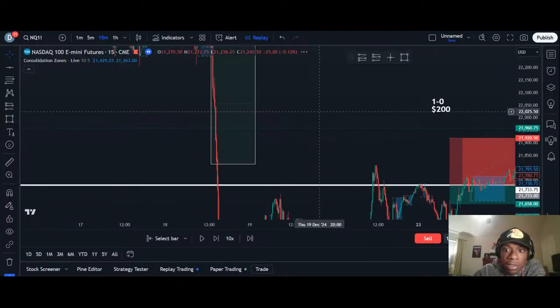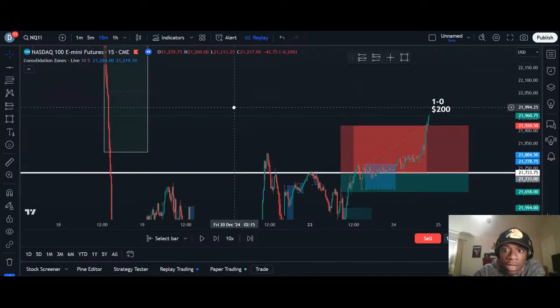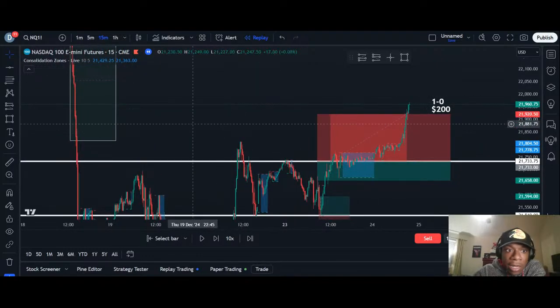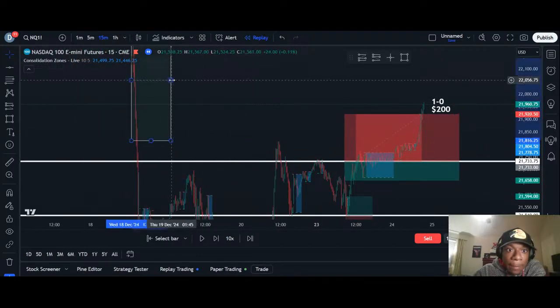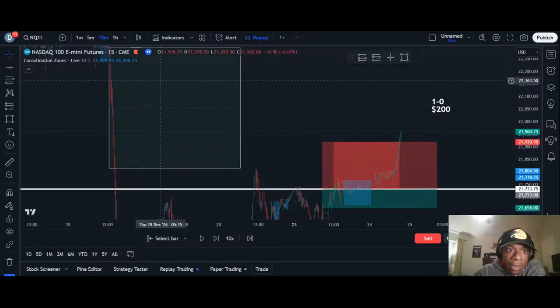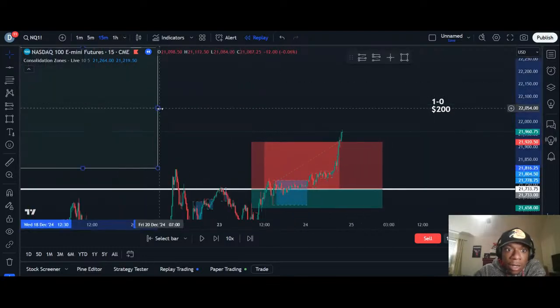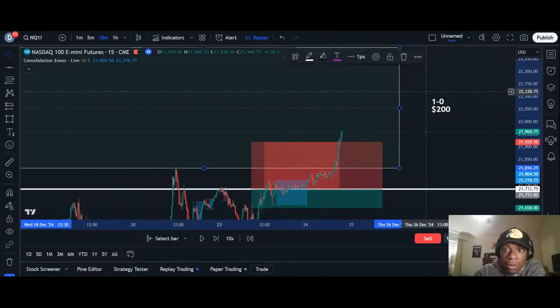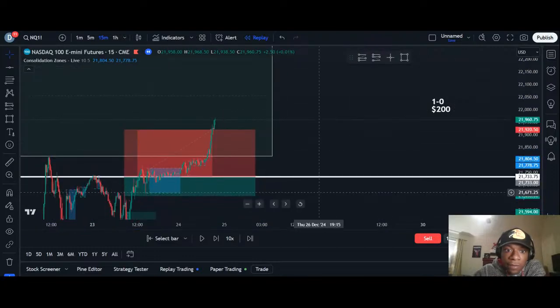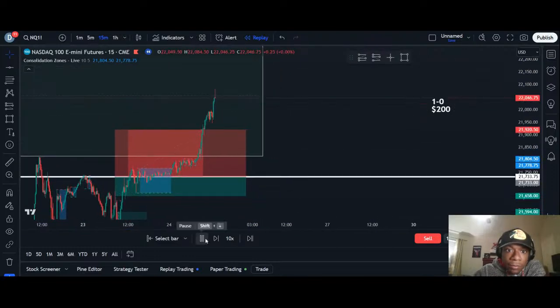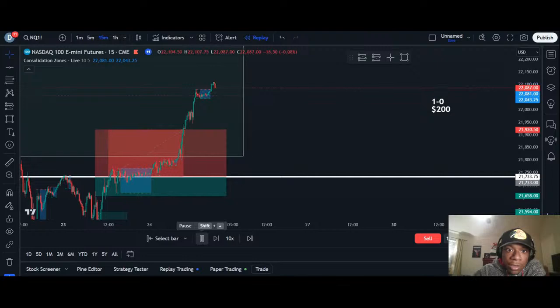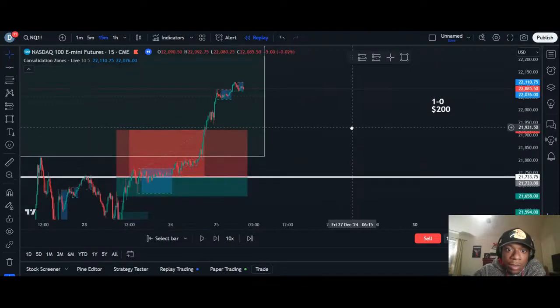So honestly, if I was trading this live, I don't know, maybe I would have taken it, but this is a pretty big imbalance. So odds are it's going to push way up here just because it needs to fill everything. It's just going to keep pushing up. So that was just a big imbalance.